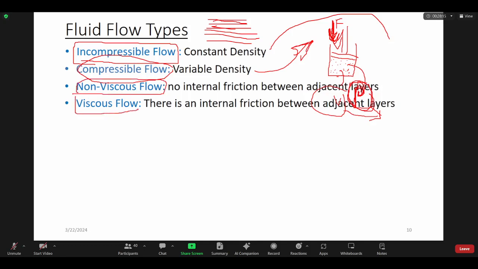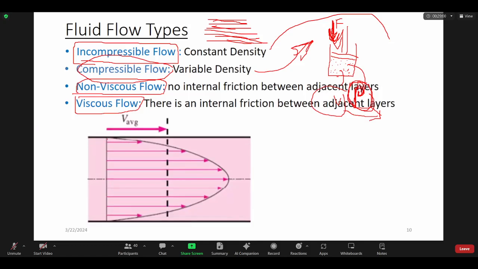Then viscous flow means there is internal friction between adjacent layers. It means between fluid layers we can see some friction. So in viscous flow, fluid moves in adjacent layers without slip. Viscous flow occurs at low velocity.